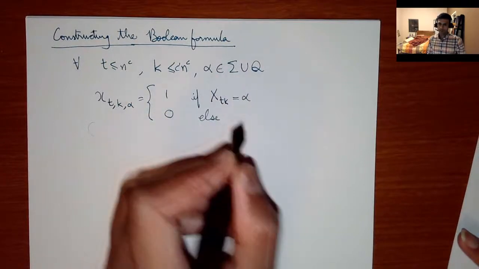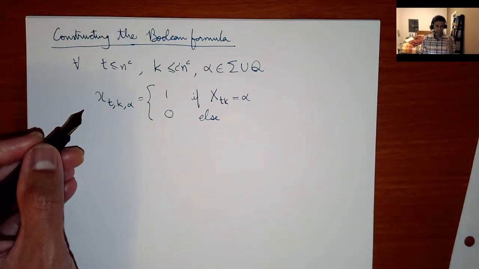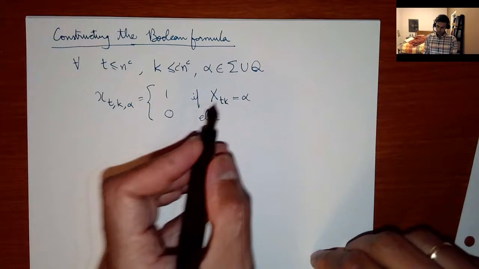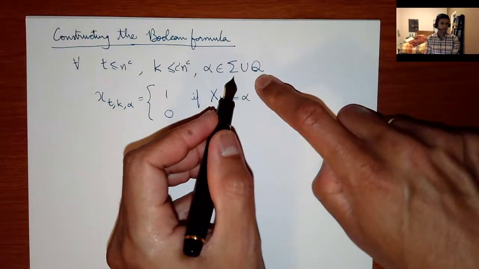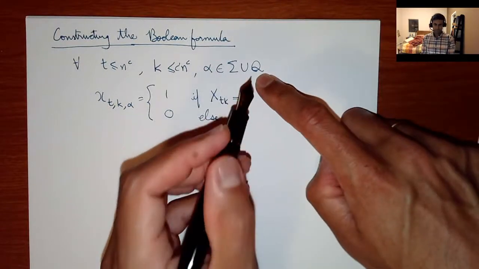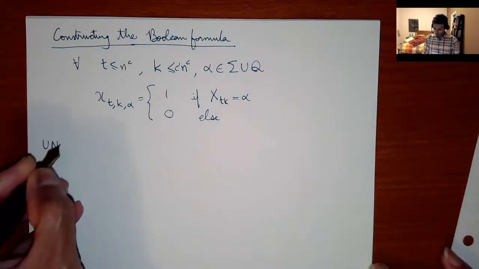So this is a way of encoding, and as someone said, it's like a one-hot encoding. I am just encoding what the value is using a bit vector, and the length of the bit vector is the size of sigma union Q. And what I need is just one of those bits to be true, and that would encode what the actual value is. So let me just write down what unique would be.